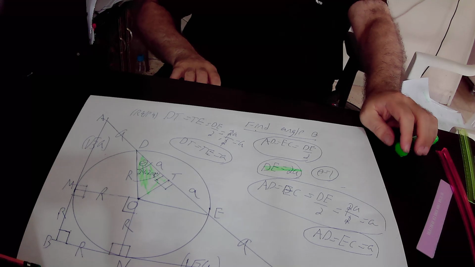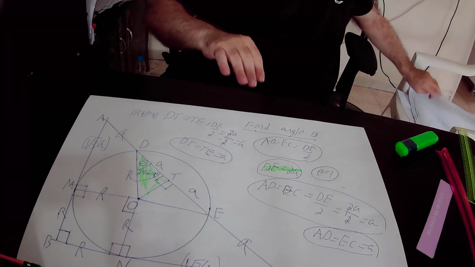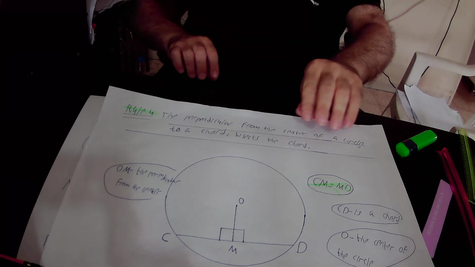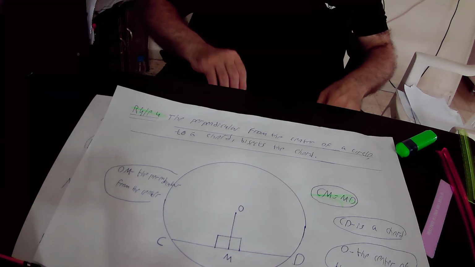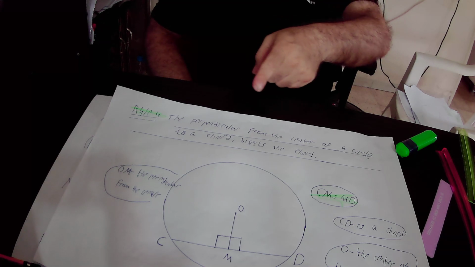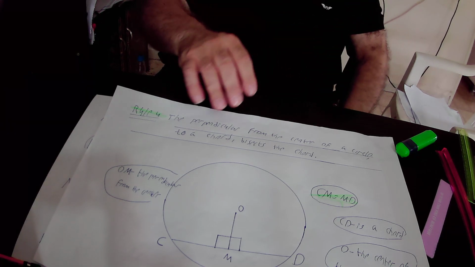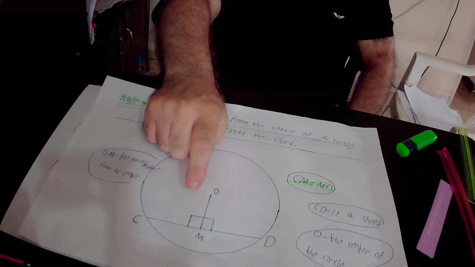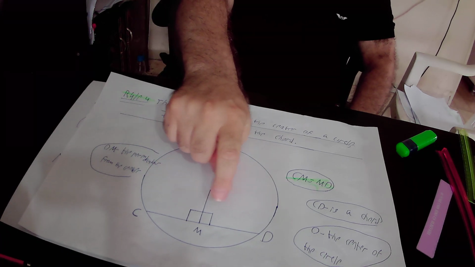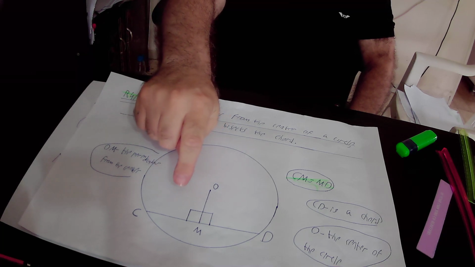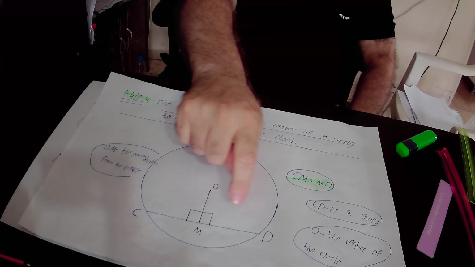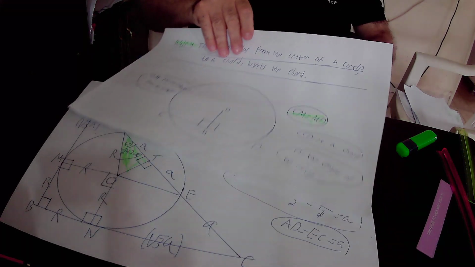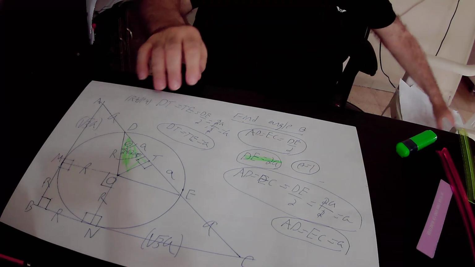Then I presented to you rule number 4. According to rule number 4, the perpendicular from the center of a circle to a chord bisects the chord. We have the perpendicular OM that bisects chord CD. That is to say, CM equals MD. CM equals CD over 2 and MD is also equal to CD over 2. We implemented rule number 4 in our drawing.